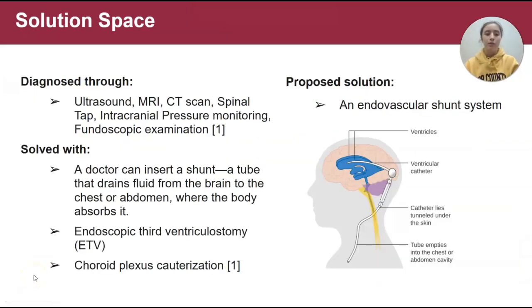Hydrocephalus can be diagnosed through ultrasound, MRI, CT scans, spinal tap, intracranial pressure monitoring, or fundoscopic examination. It's solved with a shunt, which can be inserted by a doctor, which is a tube that drains fluid from the brain to the chest or abdomen, an endoscopic third ventriculostomy, or a choroid plexus cauterization. However, our proposed solution is an endovascular shunt system, meaning there will be no need for burr holes.